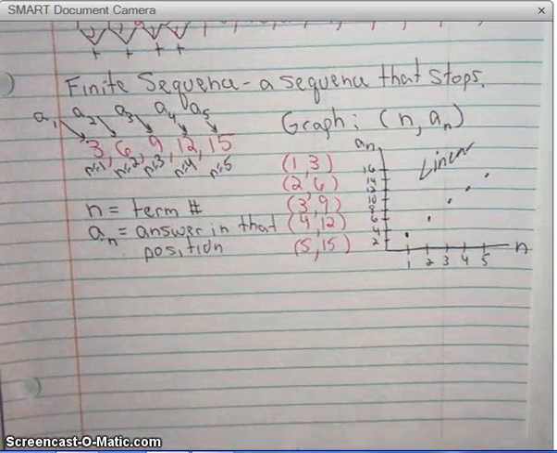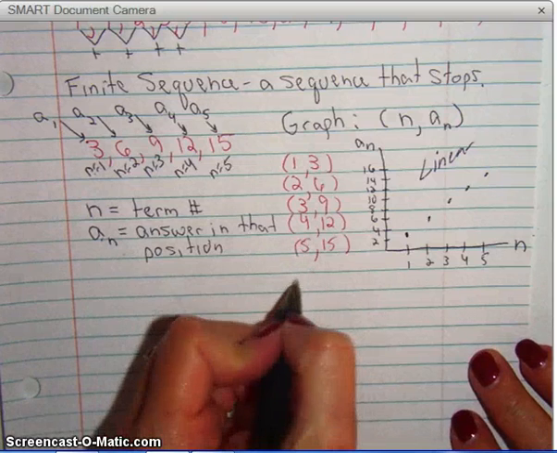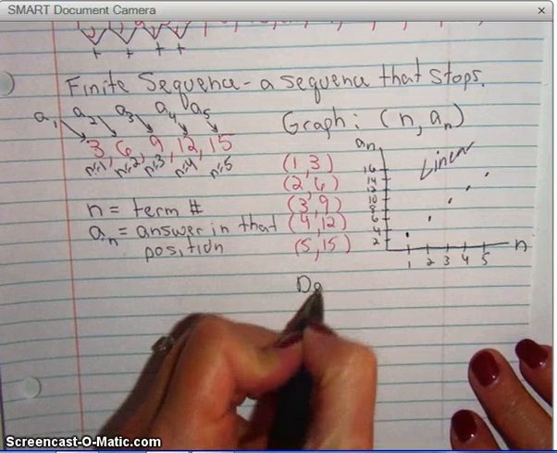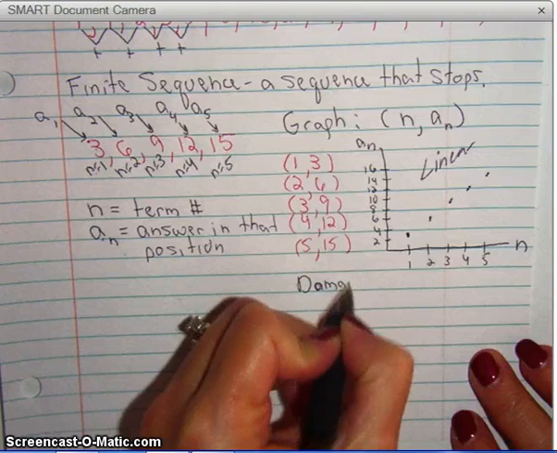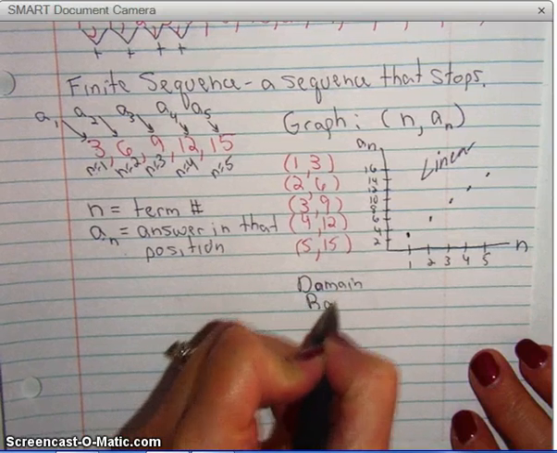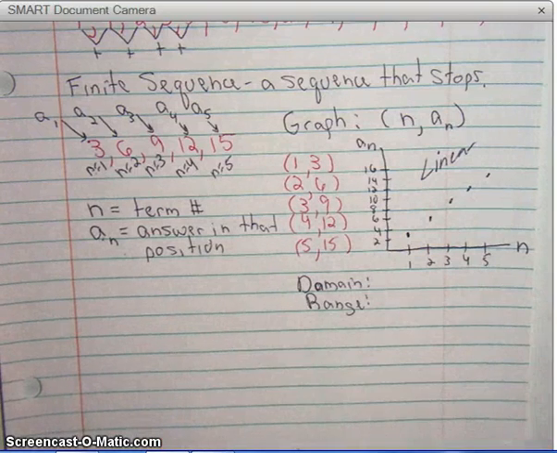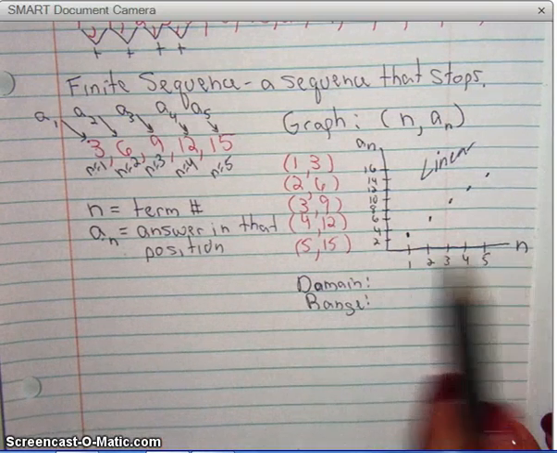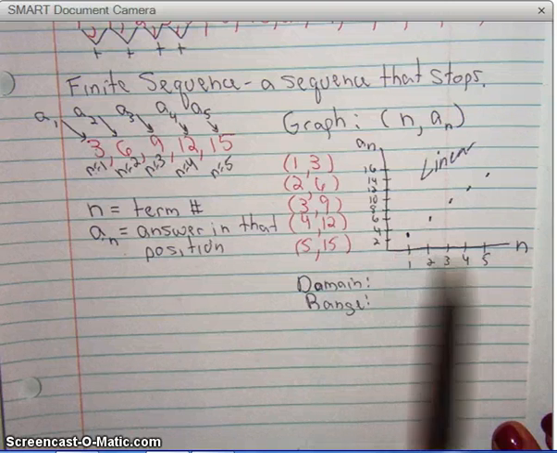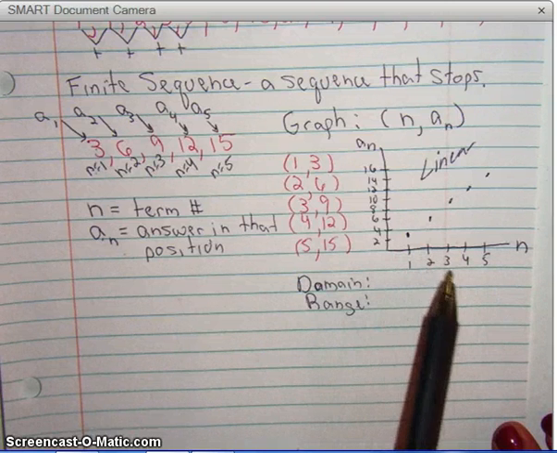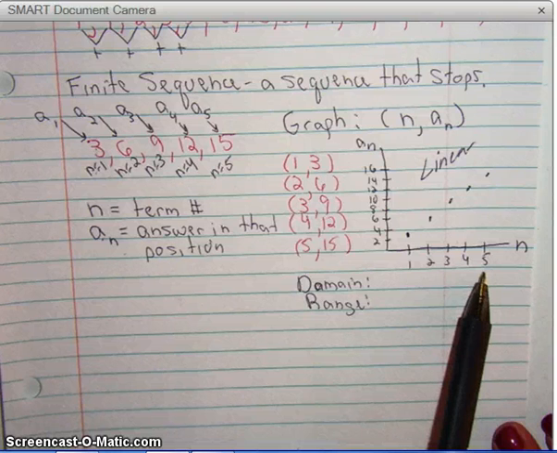Now, do you remember from Algebra 2? You guys talked about domain and range. Now let's think about domain. Domain is like your x-axis. So we use 1, 2, 3, 4, 5. First term, second term, third term, fourth term, fifth term. Okay?